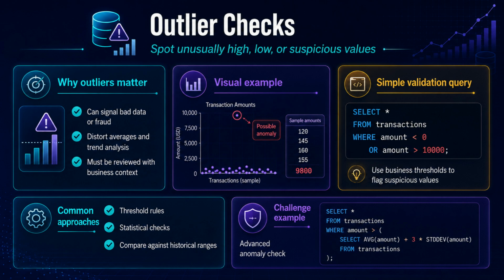However, they still need to be reviewed because they can also indicate bad data, fraud, incorrect transformations, duplicate loads, decimal point mistakes, or unexpected source system behavior. In the visual example, most transaction amounts are small and stay close to the normal range. But one transaction is extremely high, close to 9,800. That value immediately stands out from the rest of the data, which makes it a strong candidate for investigation.